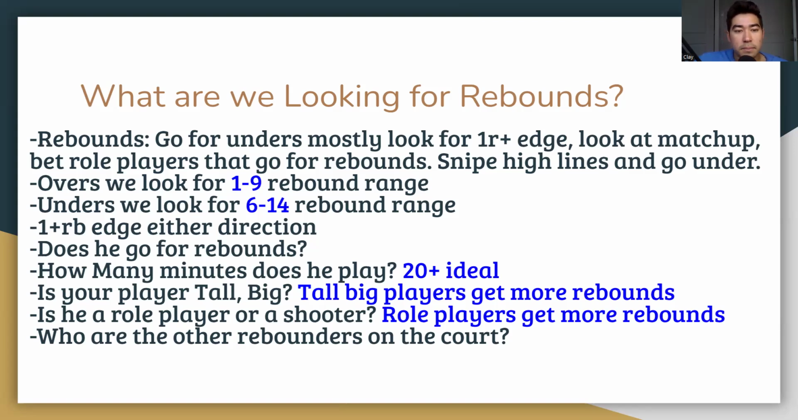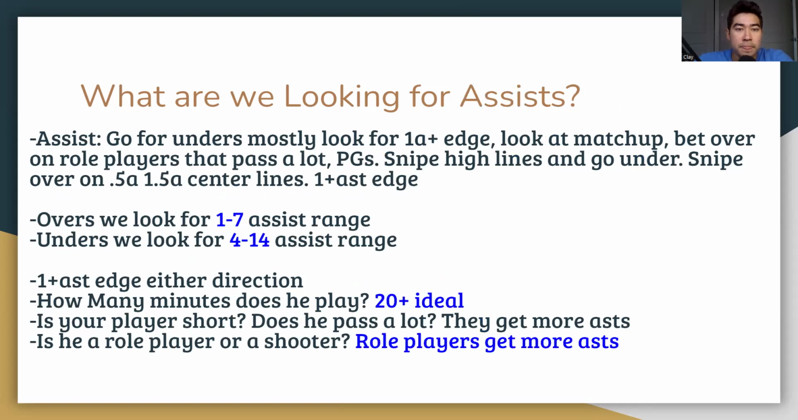So we need to see if they're going for rebounds. Is that their job? Are they a role player? If they're a role player, they're gonna get more rebounds. If they're tall and big, they're gonna get more rebounds. How many minutes are they playing? They need to play at least 20 plus minutes for you to be betting over on their rebounds. Who are the other rebounders on the court? How good is their defense? Stuff like that is what we're looking at for rebounds.